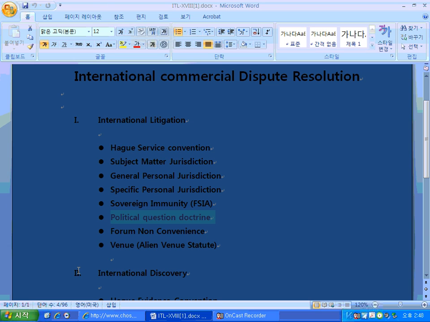What are private interest factors? They include ease of access to evidence, the cost for witnesses to attend trial, the availability of compulsory process, and other factors that might shorten the trial or make it less expensive. The plaintiff's choice of forum is subject to judicial deference, and the burden of demonstrating the existence of an adequate alternative forum, and that the balance of private and public interest favors trial in the foreign forum, rests with the defendant.